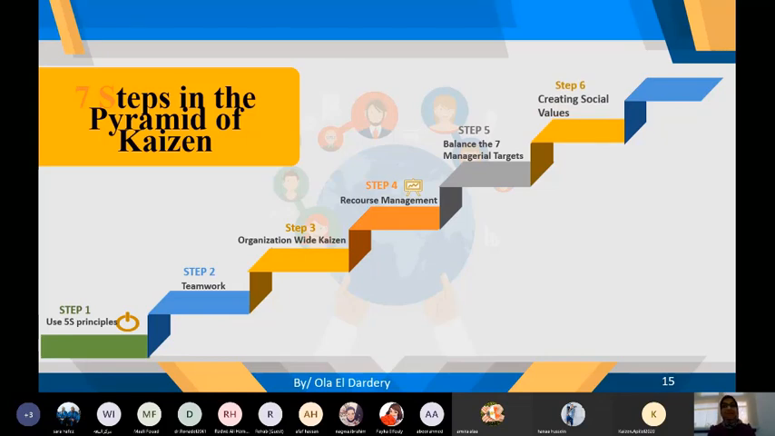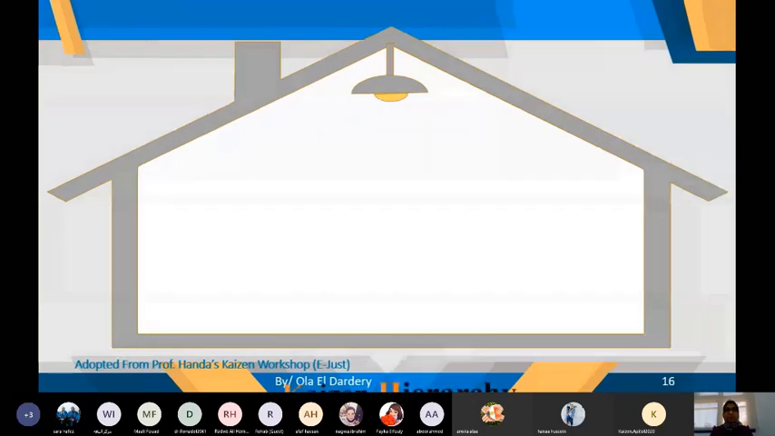And the sixth step is creating a social value. And we said that this is not just about employee satisfaction. This is very critical. On top of that, there is the product and the customer satisfaction. Those are 3 very important social values that can be created by any organization. And finally, we're going to reach our organization goal, and this is what we want to achieve in any organization in the Kaizen process.